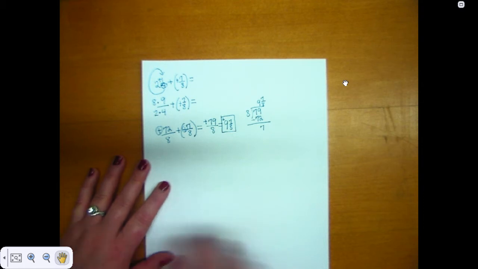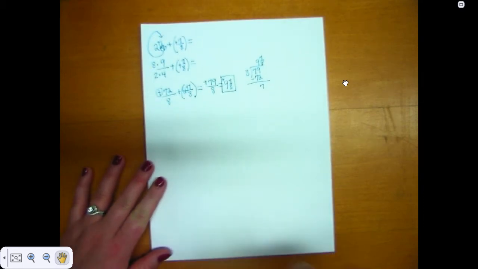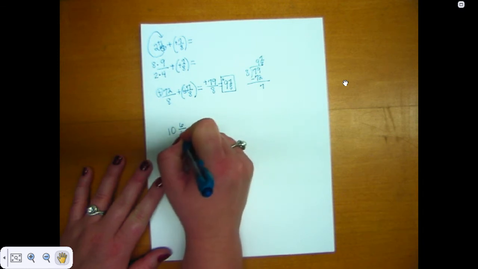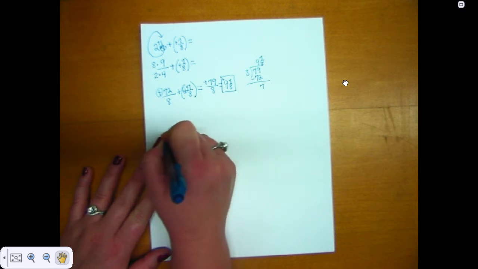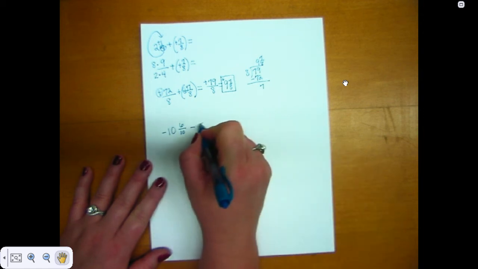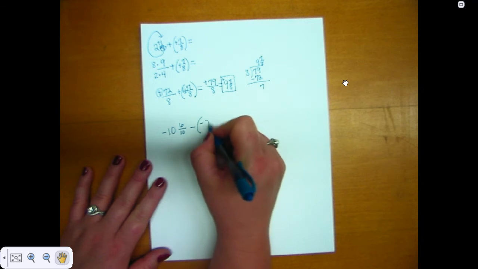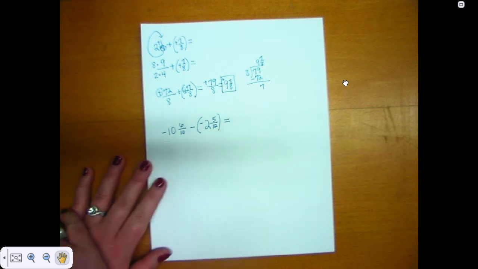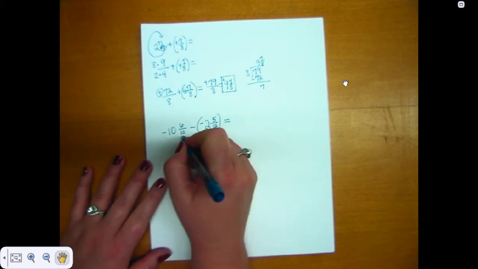Let's try another one. This time let's do 10 and 6/10. Let's make it negative. Negative 10 and 6/10 minus negative 2 and 5/12. It doesn't matter that we have two mixed numbers here because we're going to convert them both to improper fractions. So let's go ahead and do that.